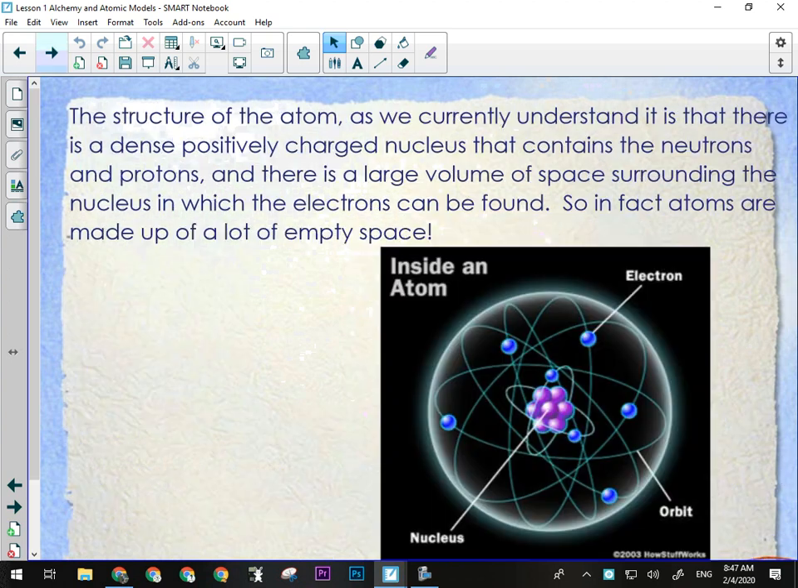All right. So the structure of the atom, as we currently understand it, is that there is a dense, positively charged nucleus that contains neutrons and protons, and there's a large volume of empty space surrounding that contains the electrons. The position of electrons within that cloud is determined by their energy levels. The lower the energy of the atom, the more of the smaller or closer orbitals will be occupied. The higher the energy, the more of the outer ones will be occupied. And obviously, if an atom is really big, it's going to have a lot of electrons and more of the energy levels will be filled.